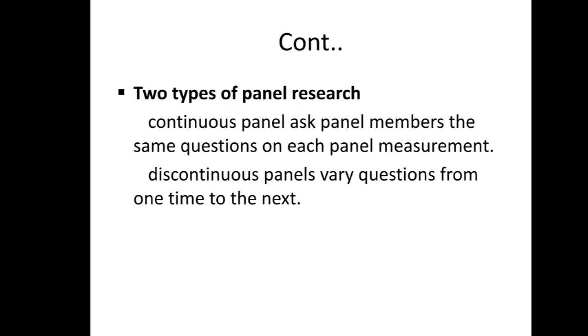There are two types of panel research. A continuous panel asks panel members the same question on each panel measurement, and a discontinuous panel varies the question for each time period.